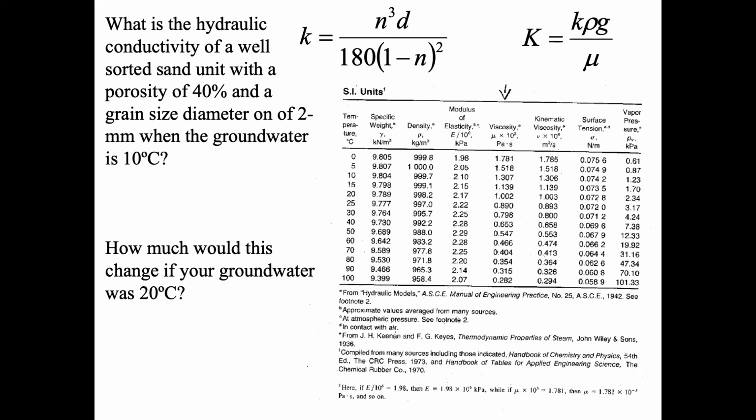So I want to ask you to take the time at the end of this, right, to solve for these two. What is the hydraulic conductivity of a well-sorted sand with a porosity of 40% and a grain size diameter of 2 millimeters when groundwater temperature is 10 degrees Celsius? Additionally, how much would you have to change if your groundwater was 20 degrees Celsius? So how much would this value change if your temperature just raised a small amount? So that can give you kind of an idea of what happens when things like temperature or thermal gradients change in the groundwater and what that means for the rate at which water can flow through the subsurface.